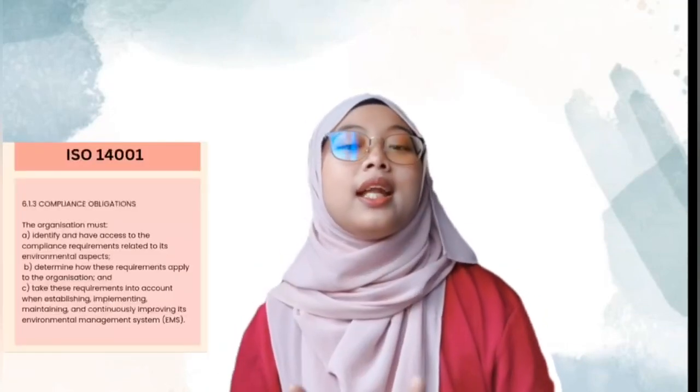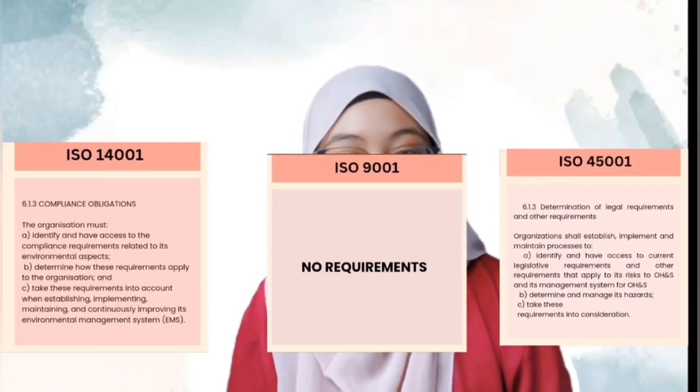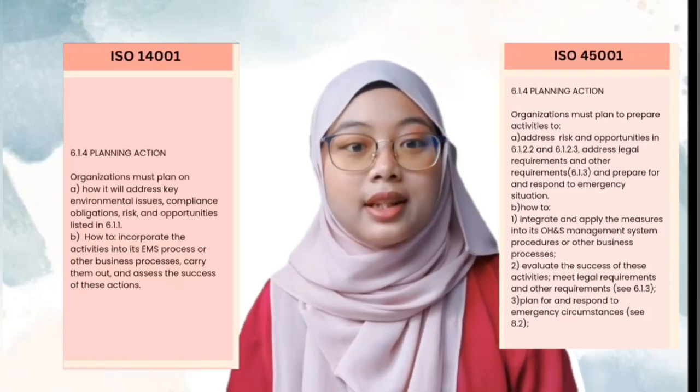Furthermore, in 6.1.3, the organization must ascertain and adhere to legal requirements under ISO 14001 and ISO 45001, while ISO 9001 makes no such demands. Similar with 6.1.4, this section is required in both 14001 and 45001 for planning action according to its standard.